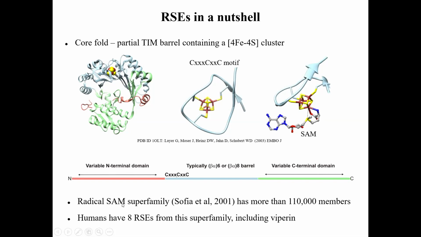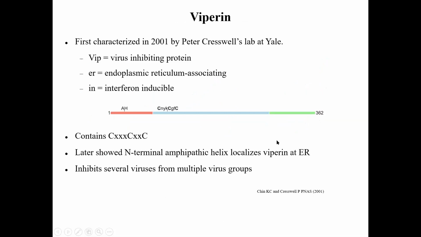So the radical SAM superfamily defined by this core fold presently has more than 110,000 members. Humans have 8 radical SAM enzymes from this superfamily, including Viperin. Viperin was first characterized in 2001 by Peter Creswell's lab at Yale. They identified a 362 amino acid protein that inhibited viruses, associated with the ER and was interferon inducible, and so they named it Viperin.